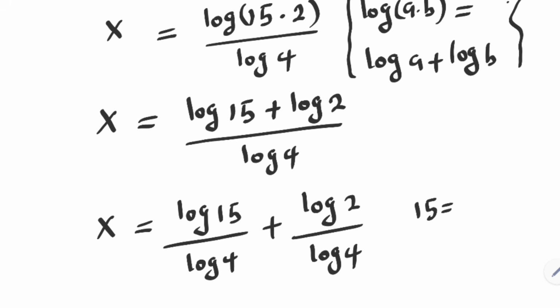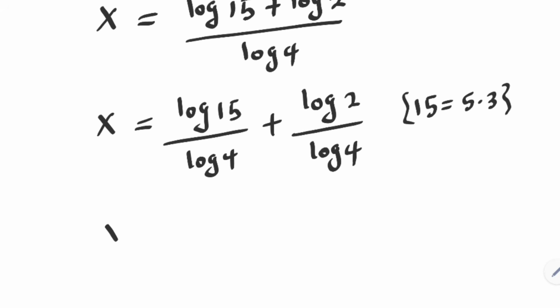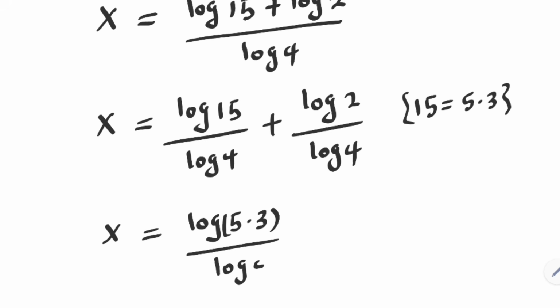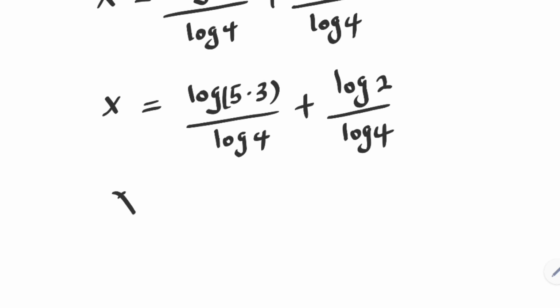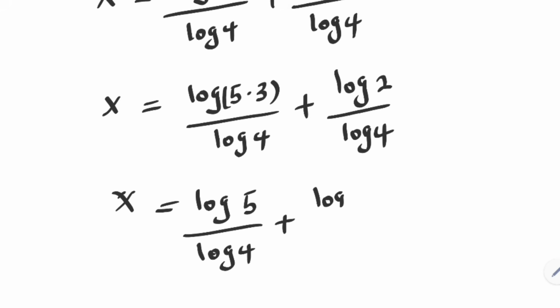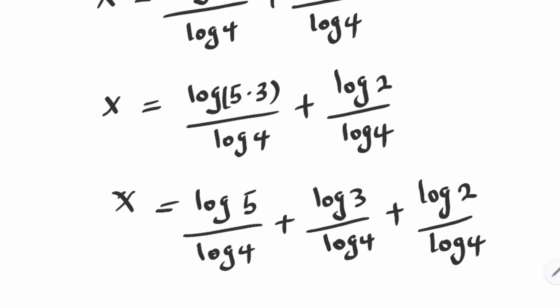15 is equal to 5 multiplied by 3. x is equal to log 15 can be written as log 5 multiplied by 3 over log 4 plus log 2 over log 4. x is equal to log 5 over log 4 plus log 3 over log 4 plus log 2 over log 4.